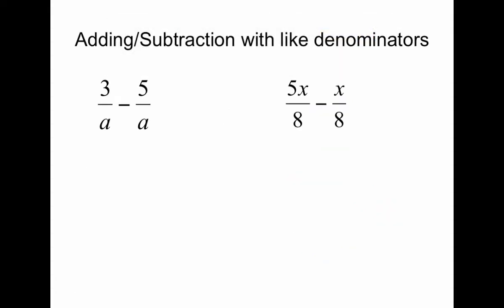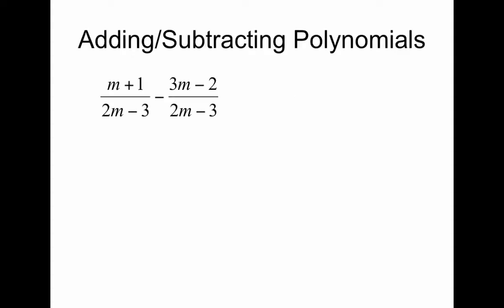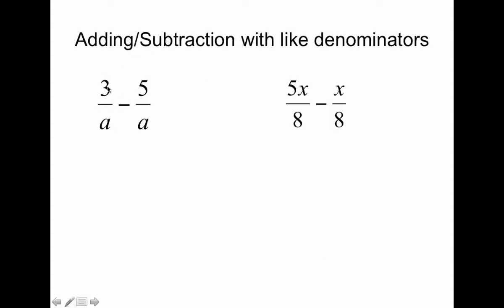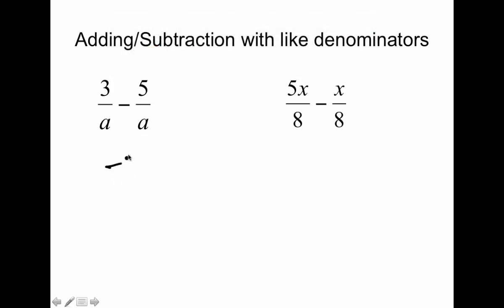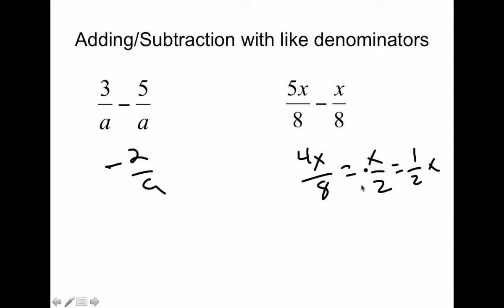Adding and subtracting with the same denominators is pretty straightforward. 3 over a minus 5 over a is negative 2 over a. 5x over 8 minus 1x over 8 is 4x over 8, or x over 2, or a half of x. All these would be the same thing.